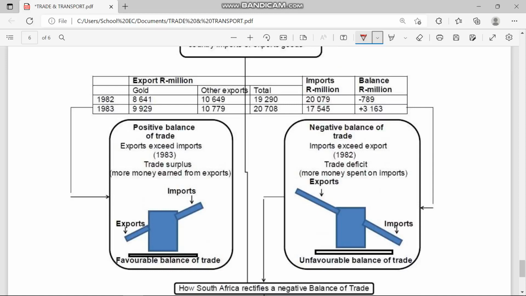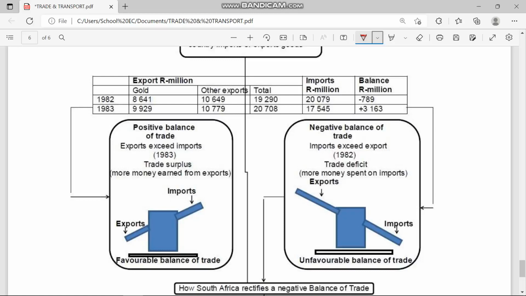In 1982, we exported gold that has a value of 8,641,000 rands. Okay, and other exports, other goods and services, that has a value of 10,649,000, which makes a total of 19,290,000. Okay, so those were just exports. Yes, gold was an export because we're exporting it.